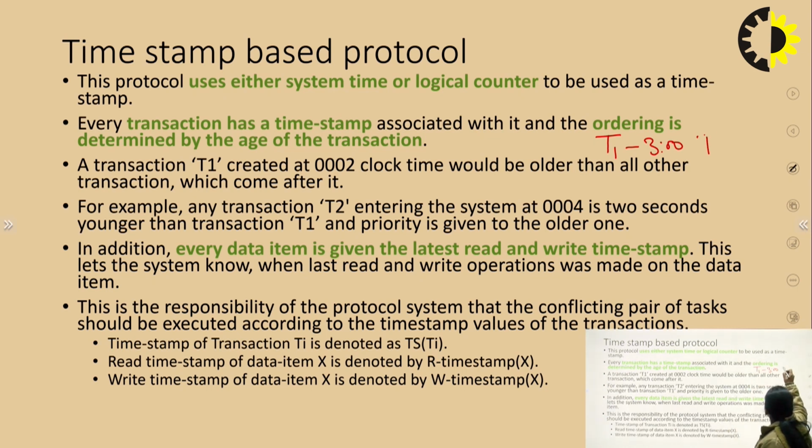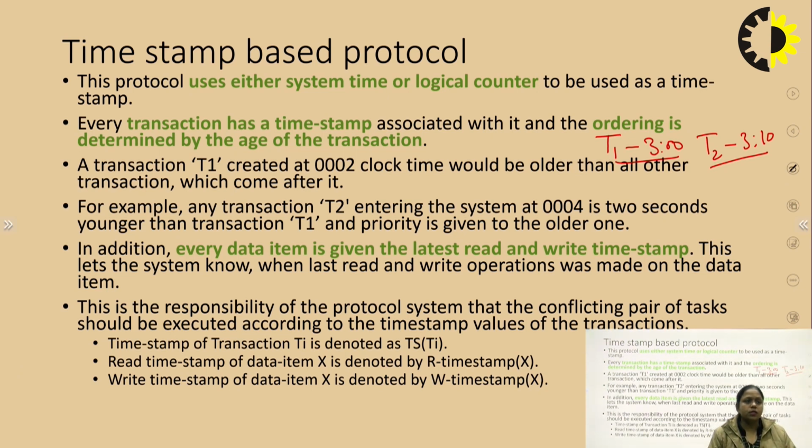Now, T2 will come at 3:10. So, we can see that T1 is older than the T2 transaction, because the timestamp value of T2 is greater than T1. So, we can see here T1 is the older one and T2 is the younger transaction. Fine. So, this timestamp value based protocol works on this concept.